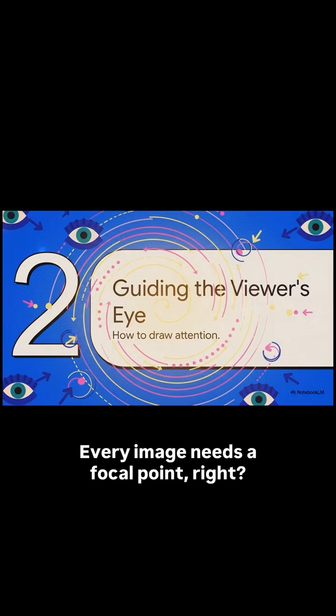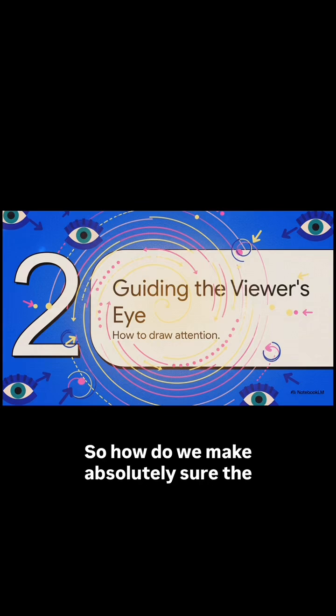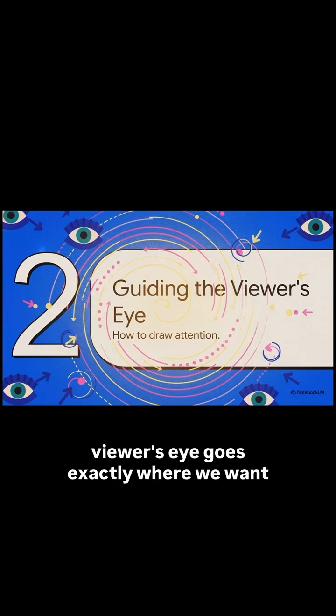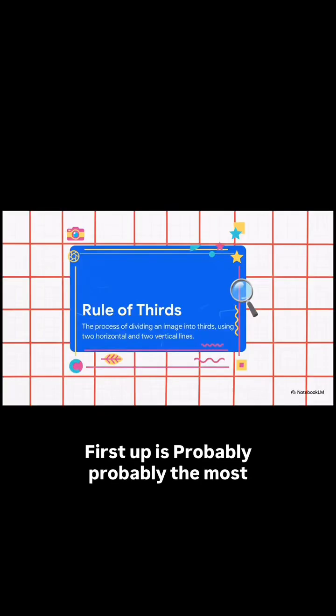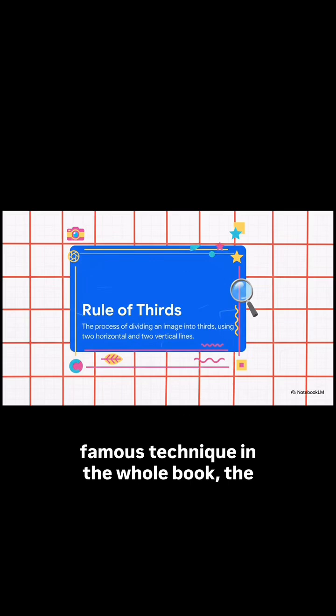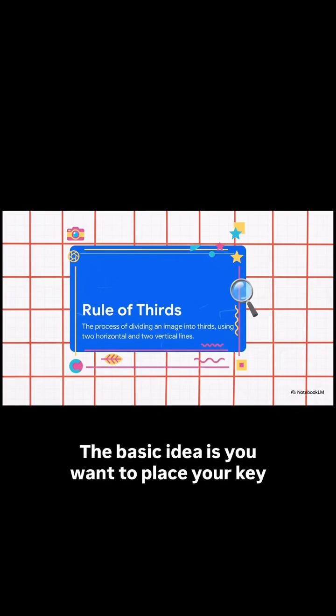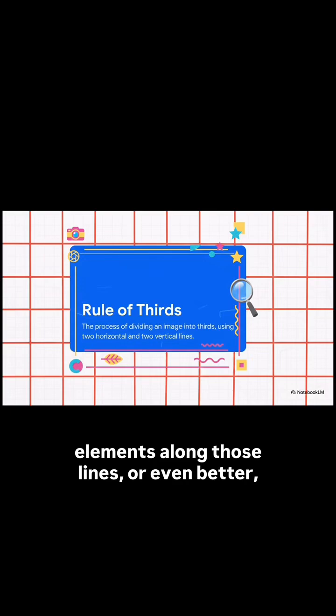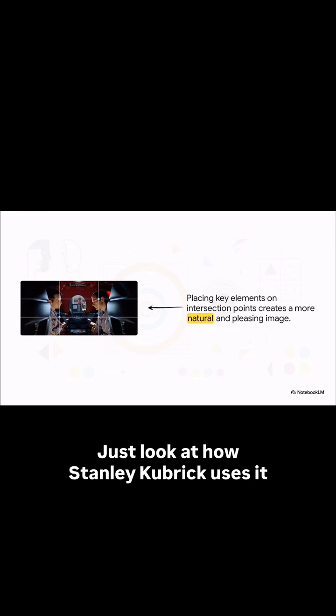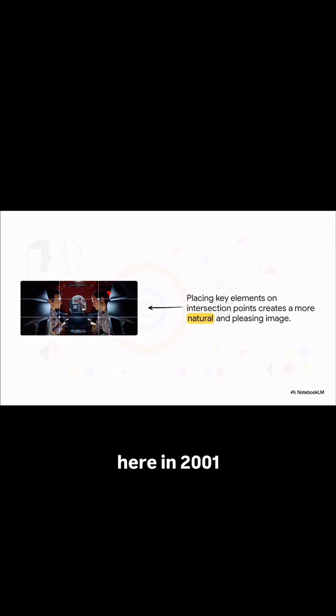Every image needs a focal point, right? A subject. So how do we make absolutely sure the viewer's eye goes exactly where we want it to go? First up is probably the most famous technique in the whole book, the rule of thirds. Just imagine laying a tic-tac-toe grid over your image. The basic idea is you want to place your key elements along those lines, or even better, right on the points where they cross. Just look at how Stanley Kubrick uses it here in 2001.